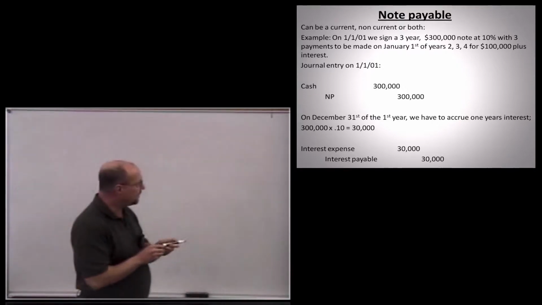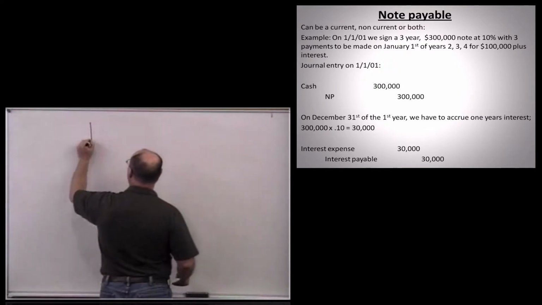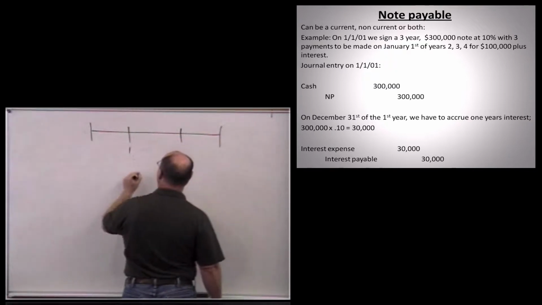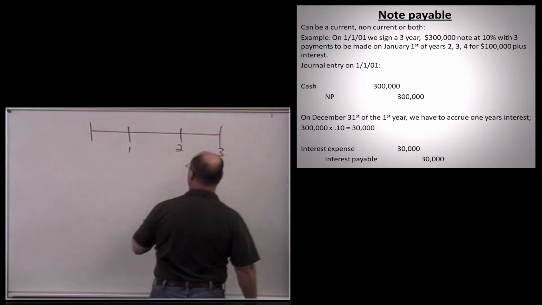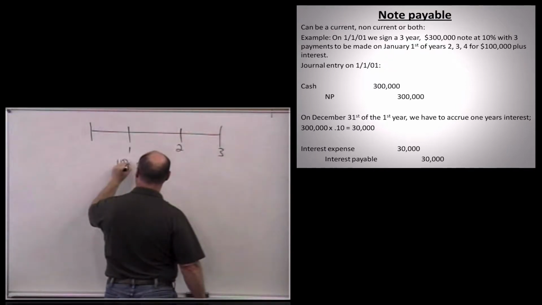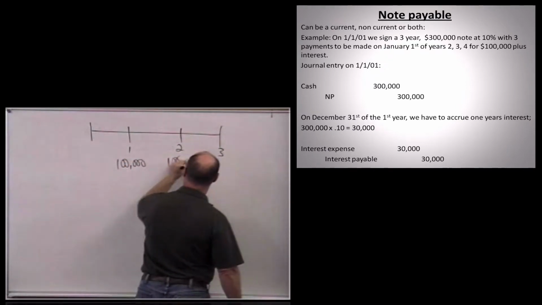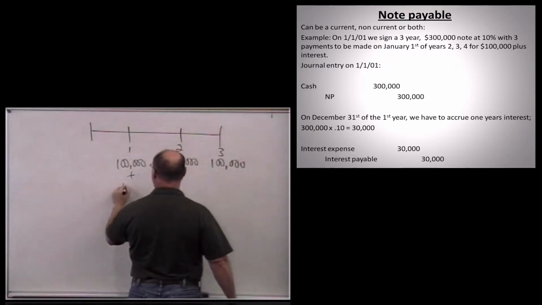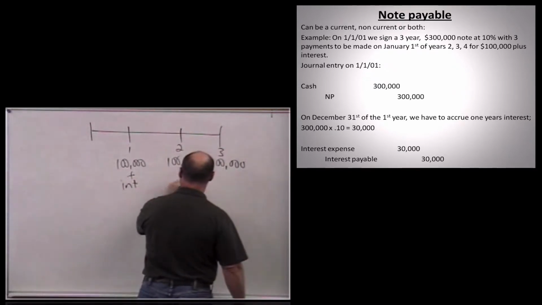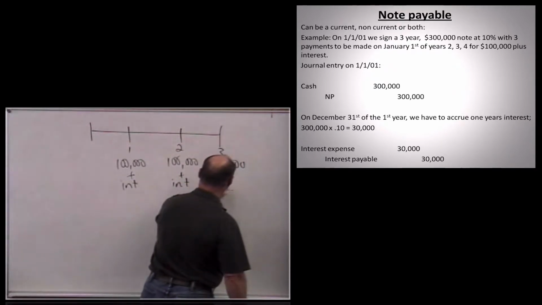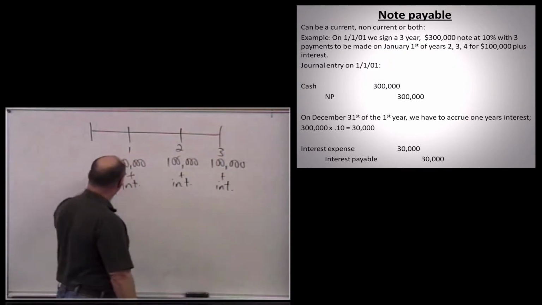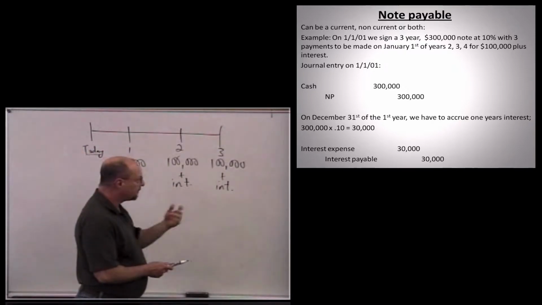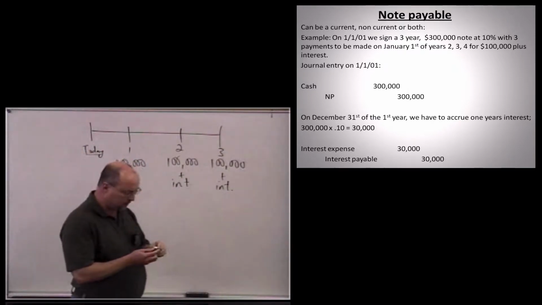I'm going to put a timeline on the board so we can keep track of this. Here's the end of year 1, end of year 2, end of year 3. Each year, we're going to pay back $100,000 plus interest, and we'll plug in that amount as we calculate it. Okay, so here is today, right here, we borrow $300,000. We've agreed to pay 10% interest, and this is how we're going to structure the loan.